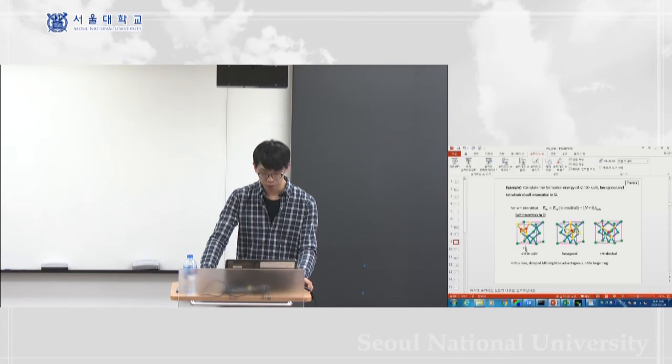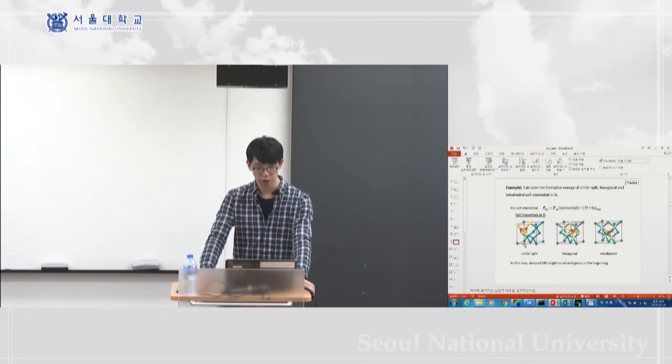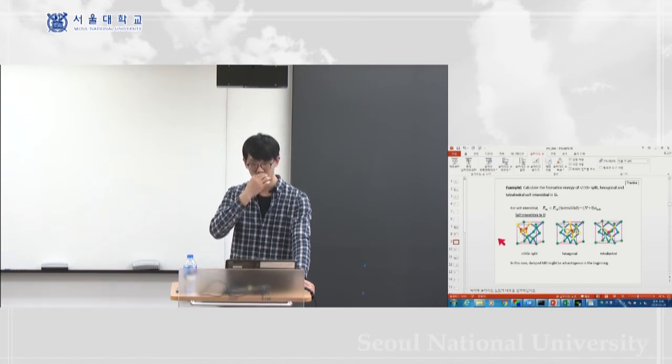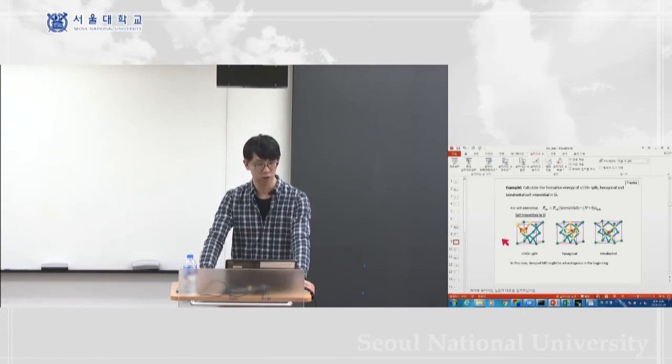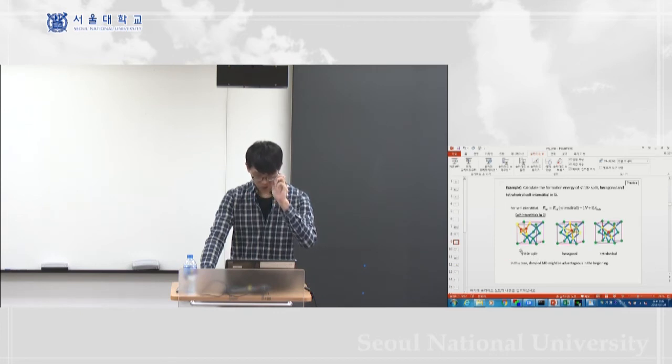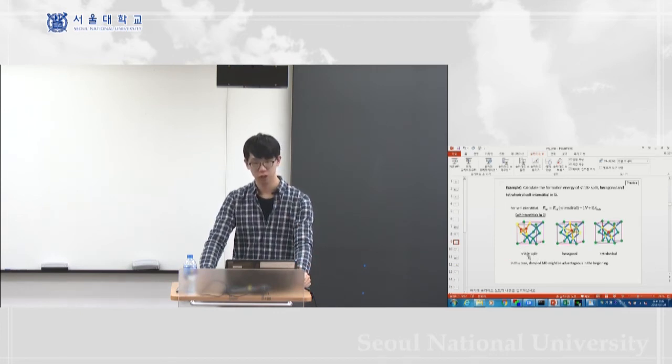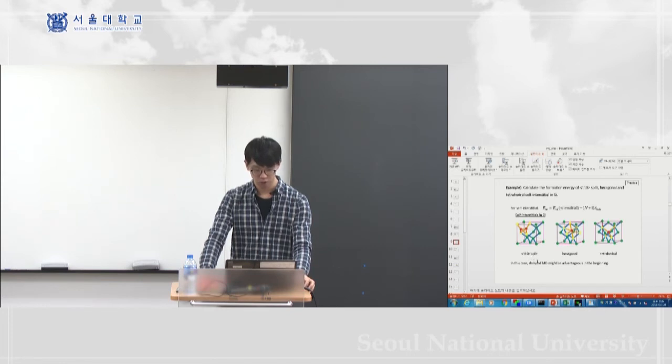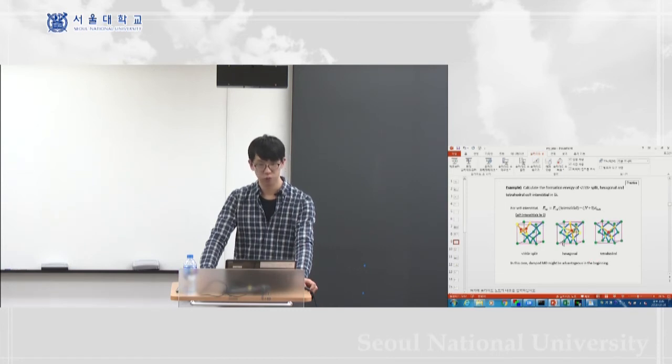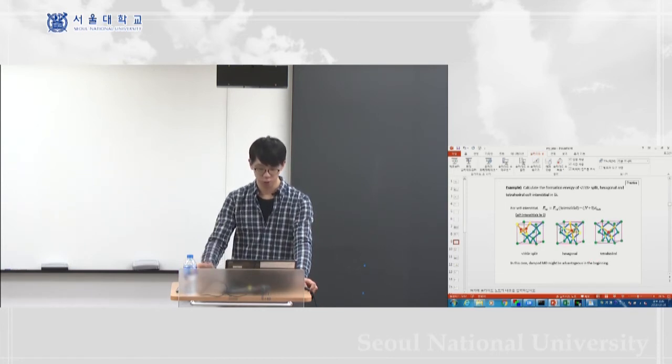Okay, so the next example is silicon self-interstitial. And as you learned from the previous lecture, there are 3 kinds of silicon self-interstitials. The relative interstitial energy of these 3 kinds of interstitials is really similar, so it is always an issue which one is the most stable one. So we're going to calculate the interstitial formation energy with the Tersoff potential.